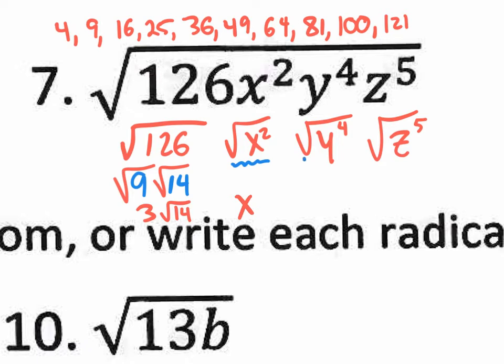And then when we look at the square root of y to the 4th, that would be y to the 2nd, no more square root. Again, the square root is a power of 1/2, so it's kind of like saying 4 divided by 2 is 2, no more square root.